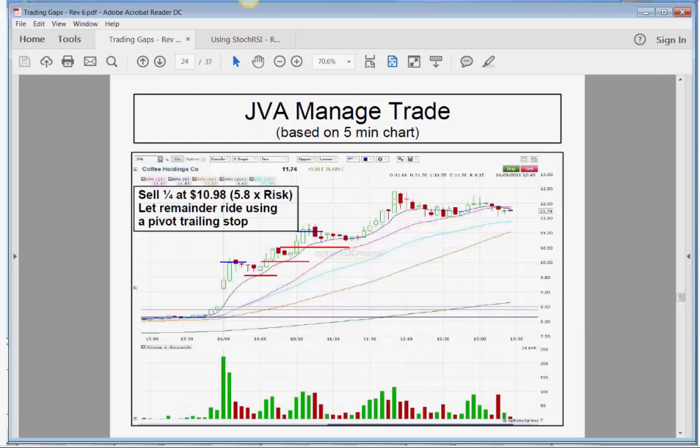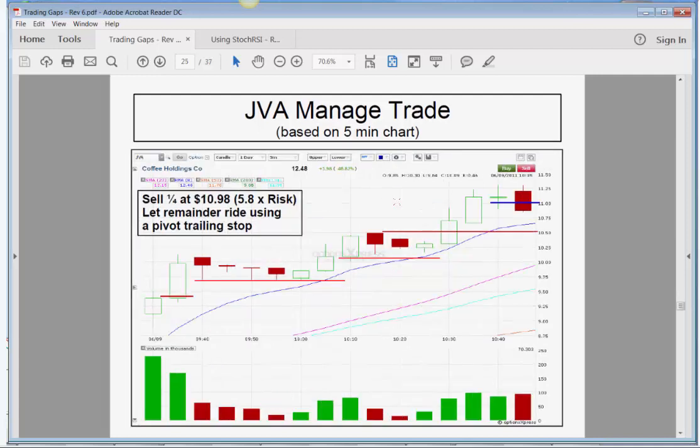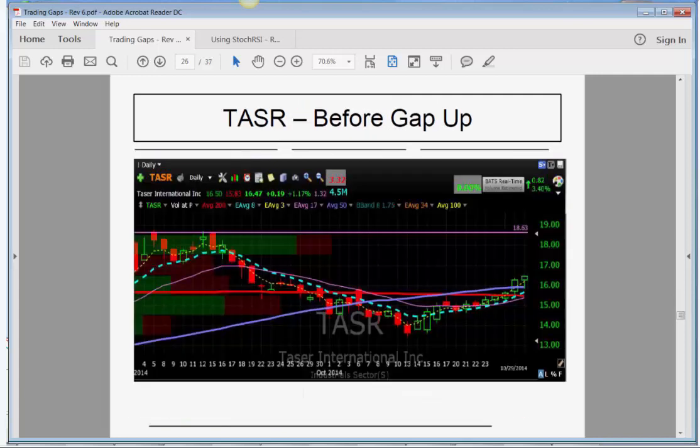You have to decide when you're trading whether it's more painful for you to watch money that you used to have go away, or to sell, have money in the bank, and watch money you could have had. So we have to figure out what is more painful or less painful for you. Decide, go for that. Here's Taser before a gap up on the daily.